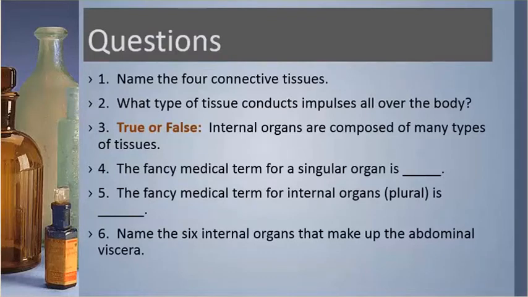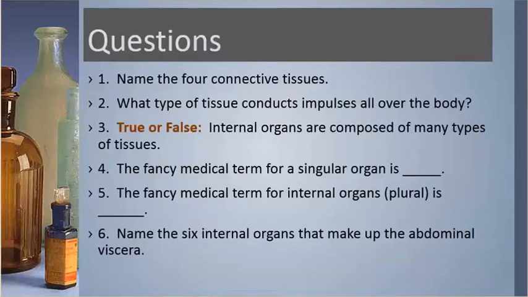Number 1, name the 4 connective tissues. Number 2, what type of tissue conducts impulses all over the body? Number 3, true or false, internal organs are composed of many types of tissues.